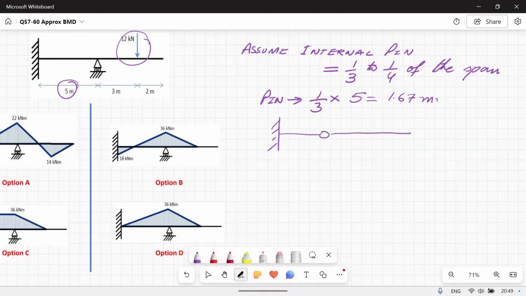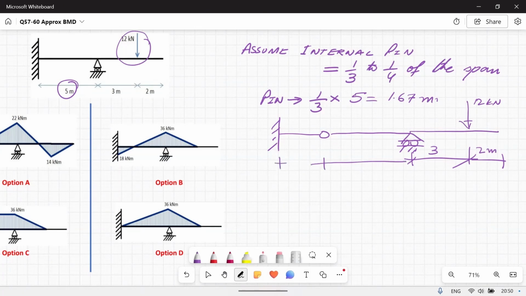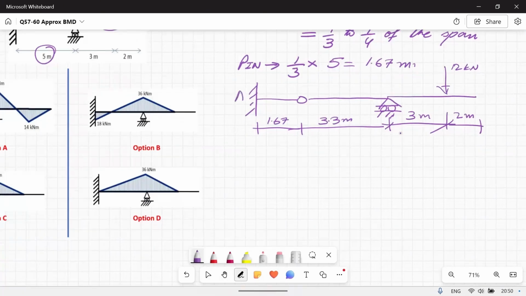I have a pin over here and then a roller support and then a point load of 12 kilonewton. This is 3 meters, this is 2 meters, and the distance from here to here is 1.67. These all dimensions are in meters. This is 3.33 meter. Now here I will isolate the right side and I will try to find out the reactions. So let us isolate the right side and I call these points A, B and C.